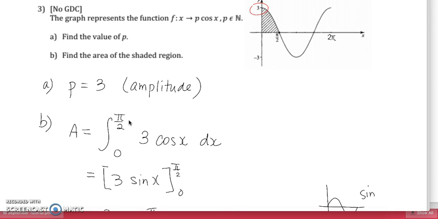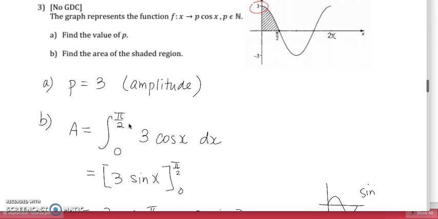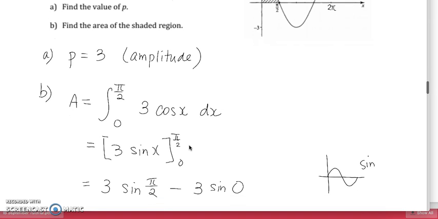Either recalling from memory or using your formula booklet, the integral of cosine x is positive sine x. So 3 is just a scalar multiple, so that's why we see 3 sine x here. And now we're ready to evaluate our definite integral by first substituting pi over 2 into x. So you have 3 sine pi over 2, and then you subtract, substituting 0 into x, 3 sine 0.